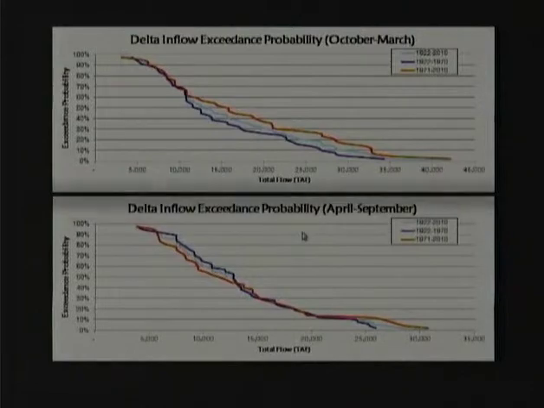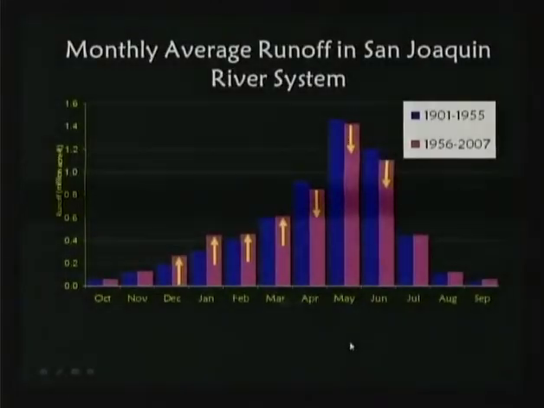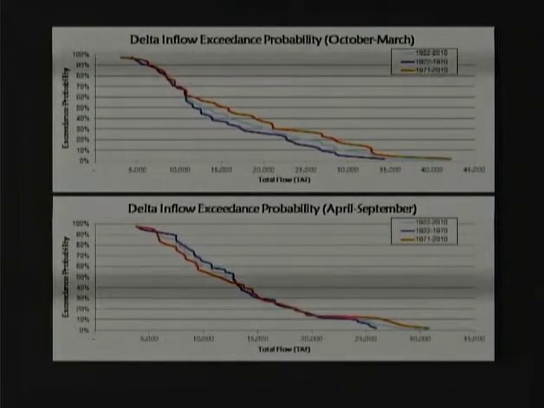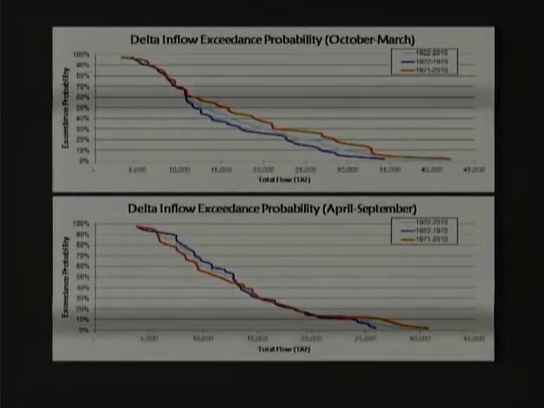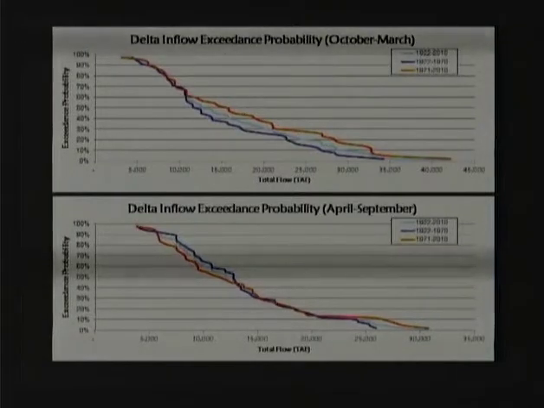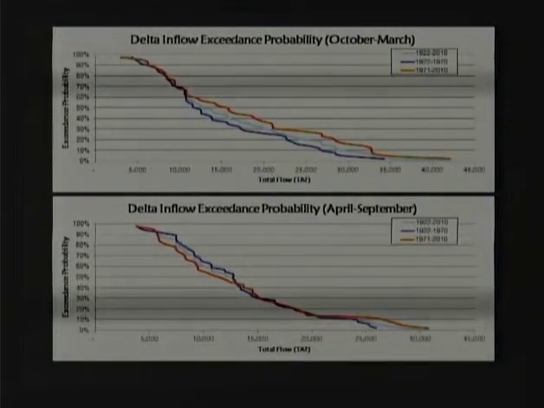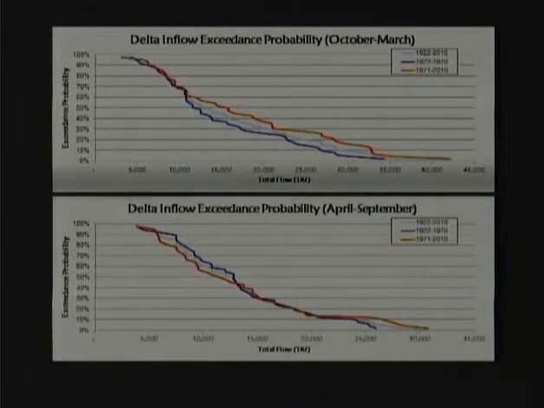So this is just the same kind of exceedance probability curve that was used in the Delta Ecosystem Flow Criteria Report. And this is for Delta inflow exceedance probability, and this is broken up between October and March again, and April and September. So the top graph, you can see the light blue line in the middle is the entire historical record, 1922 to 2010. The blue line is 22 to 1970, so the far distant past, and then the red line is the near past, the 1971 to 2010, and you can see that this line is shifting through time.